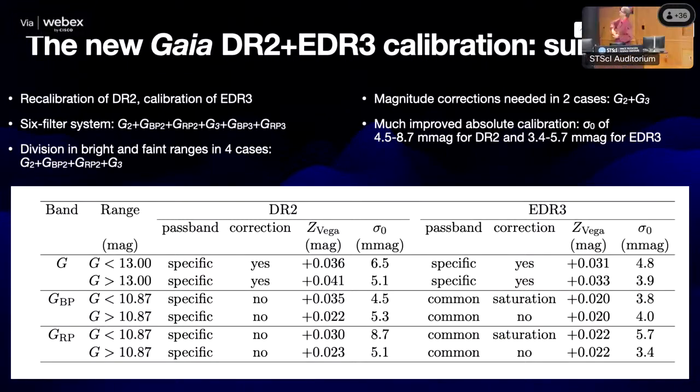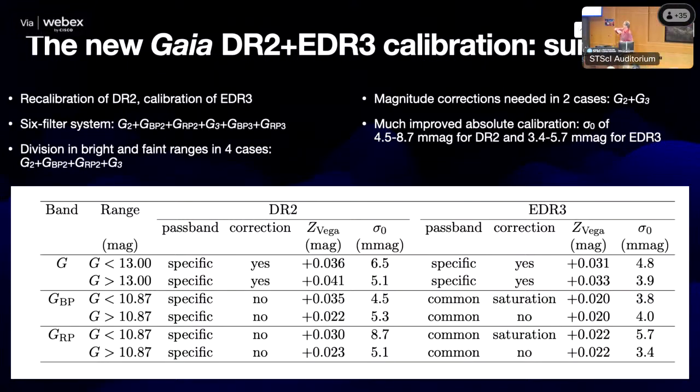Second, remember that for DR2, for BP, we had to divide in 2 wavelength ranges. Now with the new analysis, of those 6 bands, we have 4 to divide in 2 ranges: the 3 passbands in DR2, G2, BP2, RP2, and G3. So that's the second effect. Third effect, there are magnitude corrections needed in 2 cases, G2 and G3.